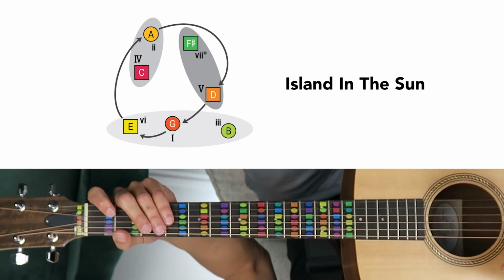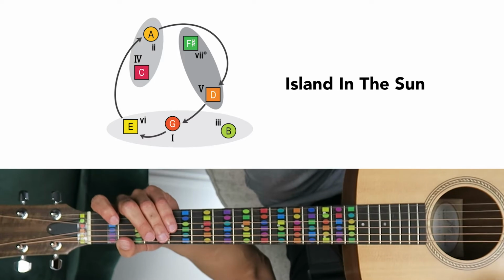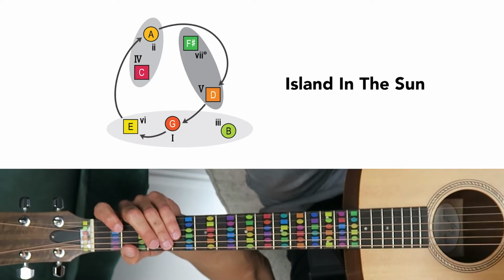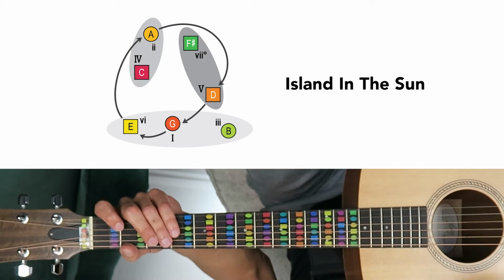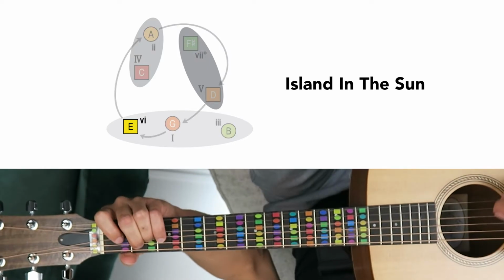And then the last chord progression we looked at was from Weezer's song Island in the Sun, which again flows through chord functions of stability, change, and tension using chords 6, 2, 5, and 1.